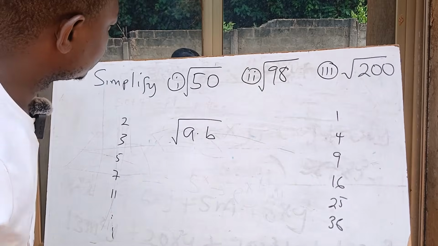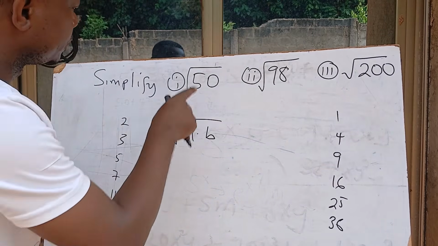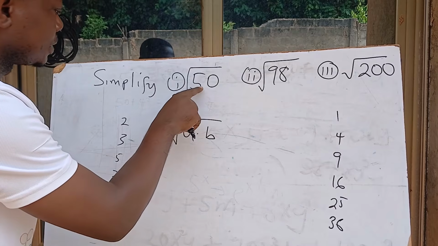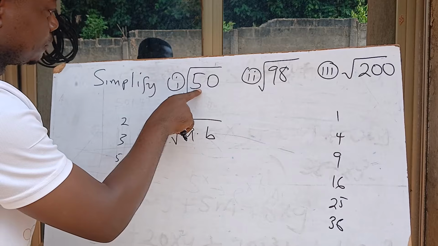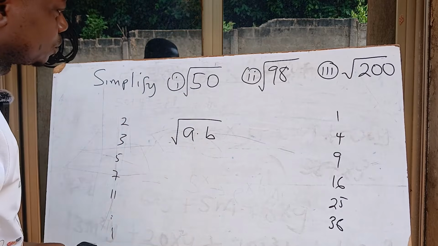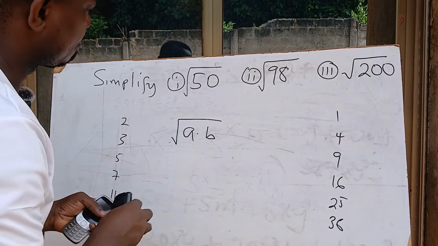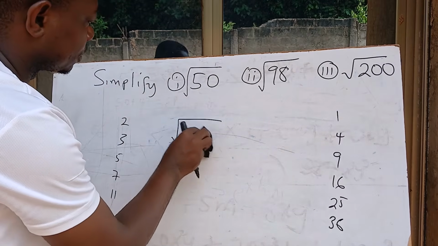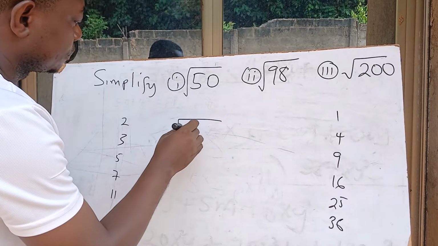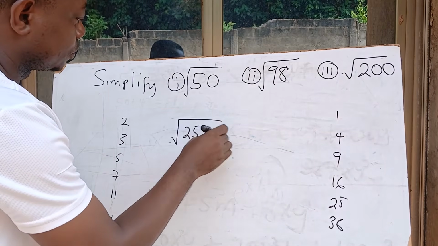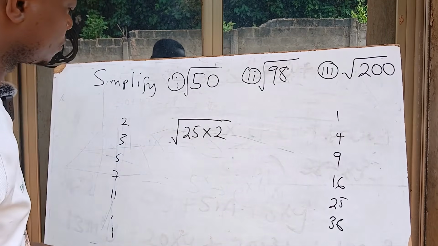To write this in basic form, we will test it by dividing this number by the first number here. So 50 divided by 2 is 25. Is 25 a perfect square? Yes, so I'll pick that. In place of this, I'll make it 25 times 2. One is a perfect square, so we are free to go.